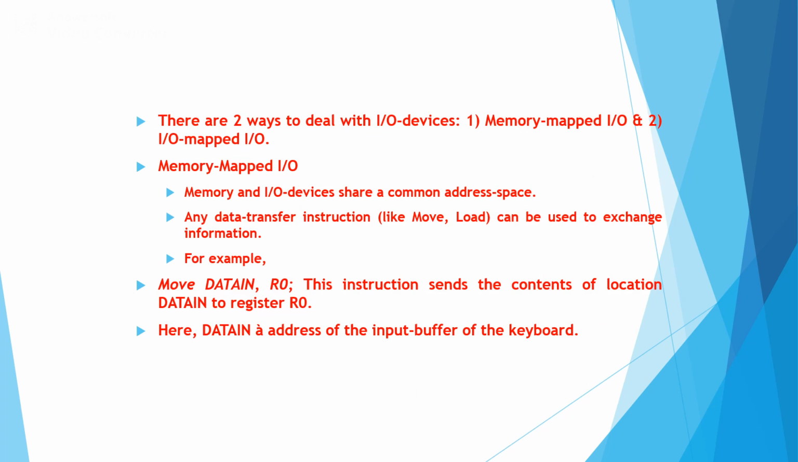The first one is memory mapped IO. In the case of memory mapped IO, the memory and the IO devices share a common address space. So in the case of memory mapped IO, memory as well as the IO devices, and in our case we considered around n IO devices, share a common address space.